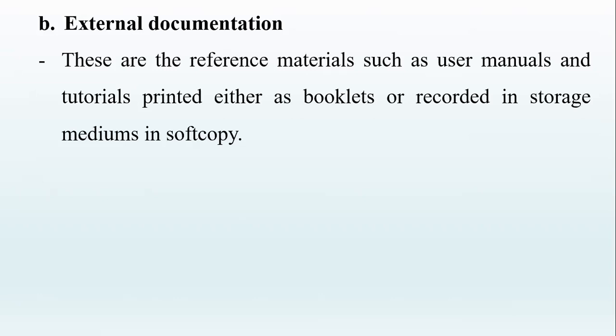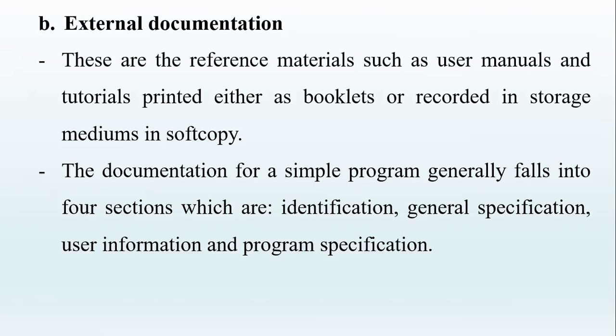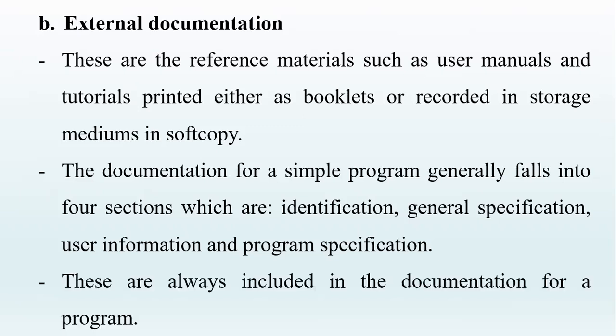Number two is external documentation. These are the reference materials such as user manuals and tutorials that are printed either as booklets or recorded in storage mediums as soft copy. The documentation for a simple program generally falls into four sections, which are identification, general specification, user information, and program specification. These are always included in the documentation for a program.